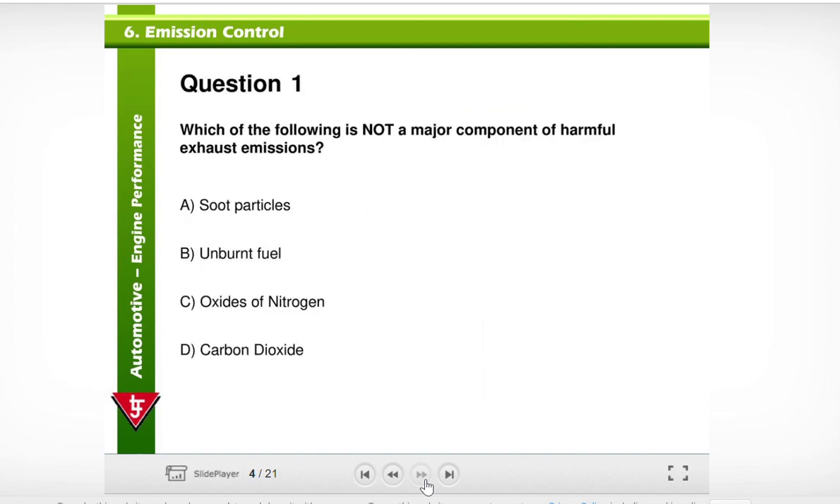So we have various emissions. Maybe we ask ourselves, which of the following is not a major component of harmful exhaust emissions? Of course, carbon dioxide is not very harmful. Yes, the creation of carbon dioxide will cause an increase in ambient temperature of the earth. However, the gas is not harmful as such.